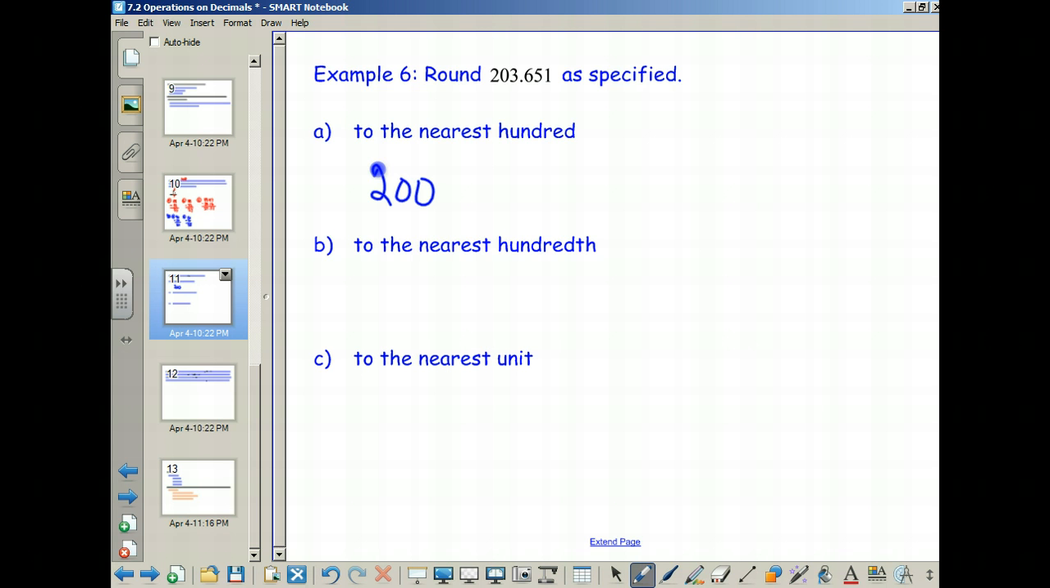What's different on part B? I got the TH at the end and it matters, right? The 100th location would be where my 5 is currently, right? So what would I get if I round to the nearest 100th? Right, 203.65. Which looks more like our money, right?